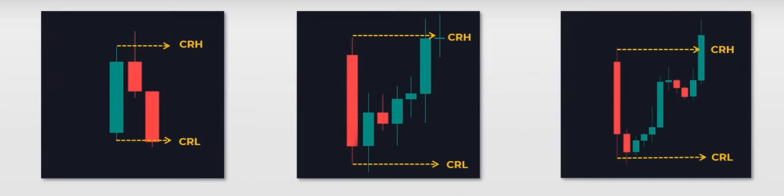If you can identify those areas, then you'll know exactly when to get in the market and when to get out of the market. So I will show you in these three examples the whole accumulation, manipulation, and distribution process.